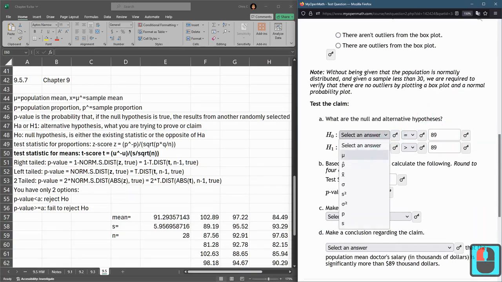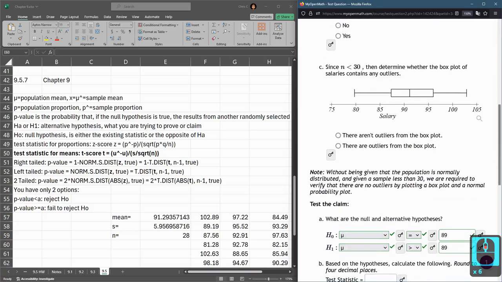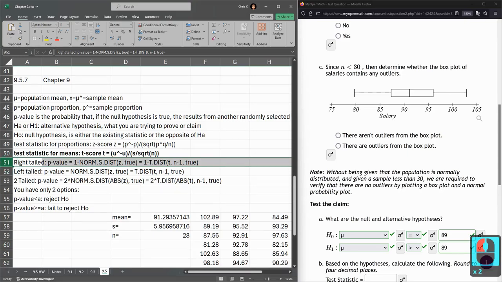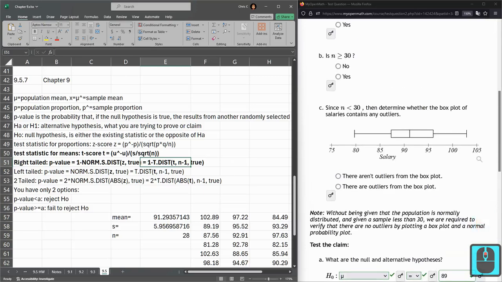All right, we do have to choose the variable here. So this is average or mean, so that's the population mean. So it's mu. Let's hit submit, make sure we're on the right track. All right, looks good. Because we're looking for a mean greater than, this is a right-tailed. So I'm going to highlight this one. So we're going to do right-tailed. And again, because we have a t value, we're using this t distribution. So it's going to be 1 minus t dist when we get there.